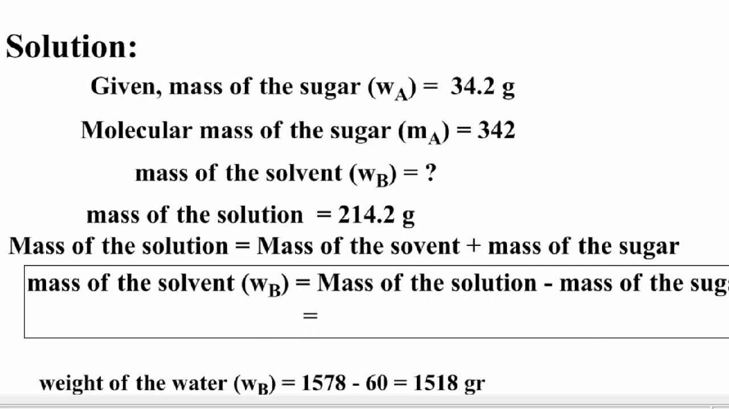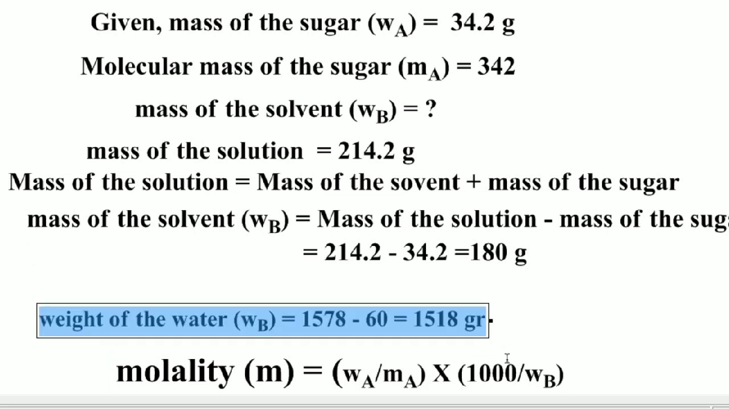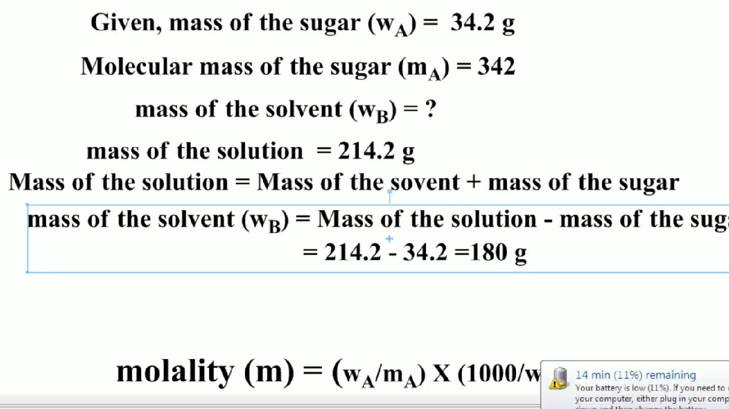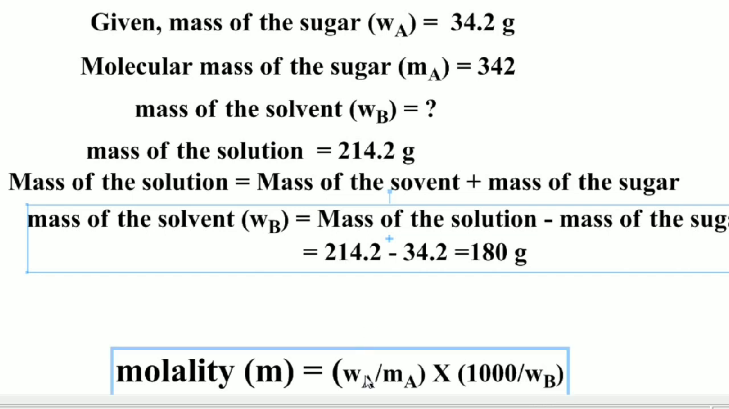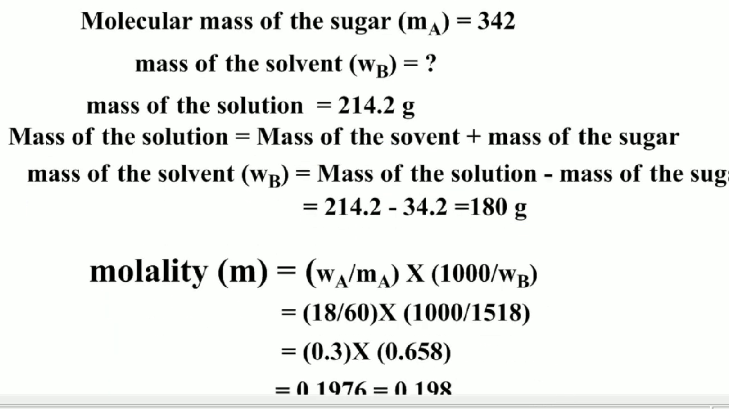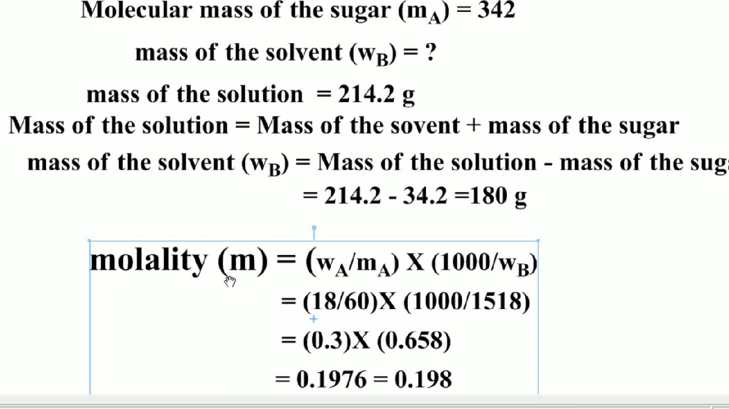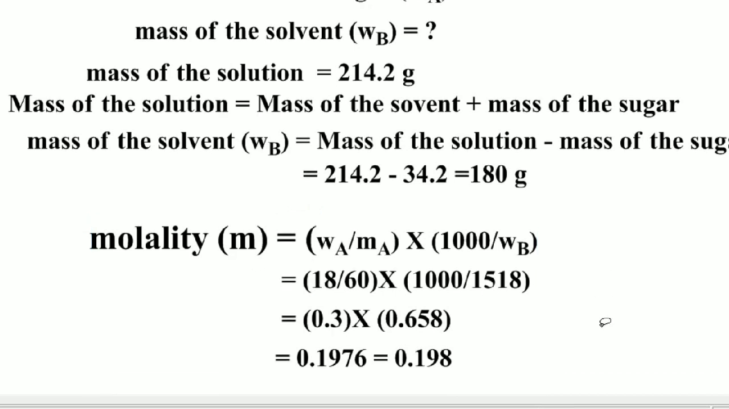So the mass of the solvent WB is equal to 214.2 grams minus 34.2 grams. 214.2 minus 34.2, we get 180. 180 grams is the mass of the solvent. Now we know the mass of the solute, molecular mass of the solute, and mass of the solvent, so we can find the molality of the solution.